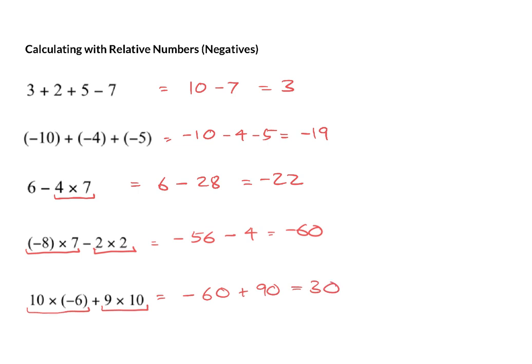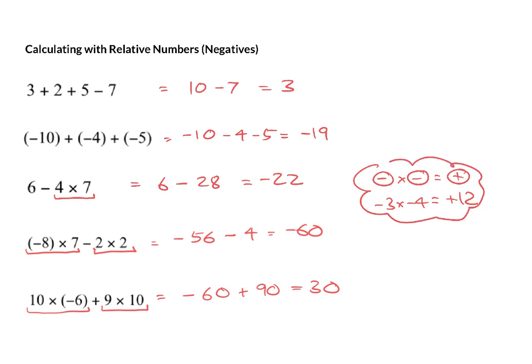The one rule not shown here is if we had a negative number multiplied by a negative number, and remember, if we had something like that, the answer will always be positive. So if I had negative 3 multiplied by negative 4, for example, the answer will be positive 12. So that's not shown in the examples, but it's worth making a note of that if you need to.